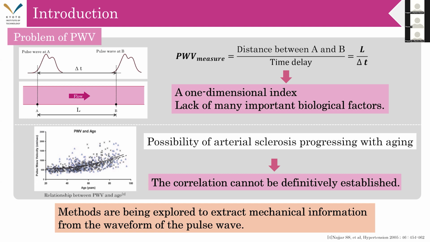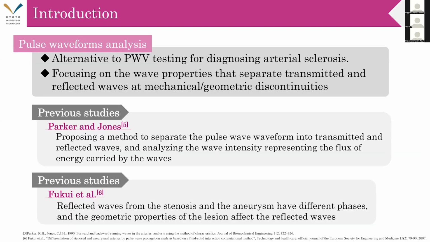Therefore, to make PWV a more accurate diagnostic indicator, methods are being explored to extract mechanical information not only from the pulse wave velocity, but also from the waveform of the pulse wave. Pulse waveform analysis is being noticed as an alternative to PWV testing for diagnosing arterial sclerosis. It is a research area focusing on the wave properties that separate transmitted and reflected waves at mechanical or geometric discontinuities.